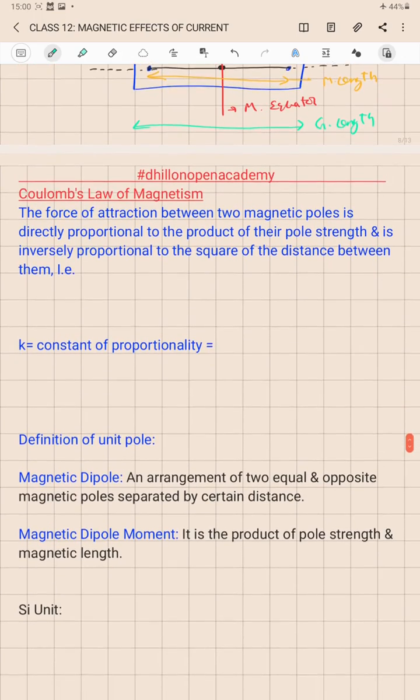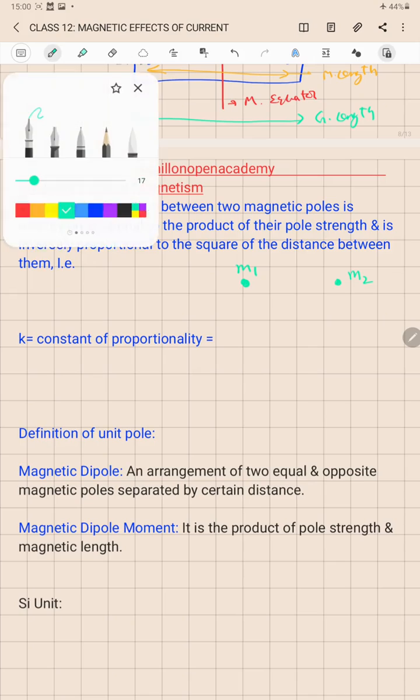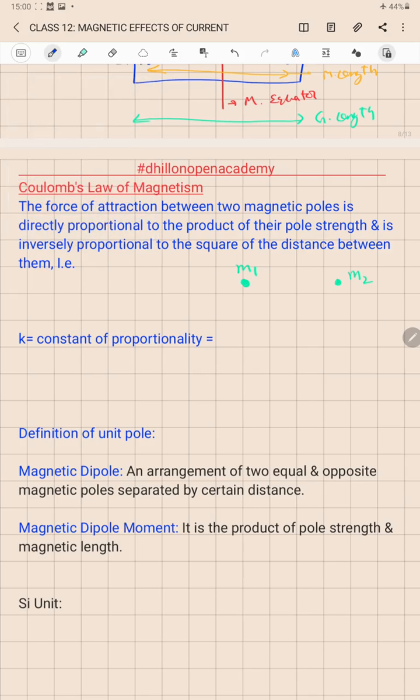Next is Coulomb's law of magnetism. This law states that if we have two magnetic poles with pole strength m1 and pole strength m2, and they are separated by a distance r, and they are present in a vacuum or free space, then the law says that the force of attraction or repulsion between the two magnetic poles is directly proportional to the product of their pole strengths and inversely proportional to the square of the distance between them.